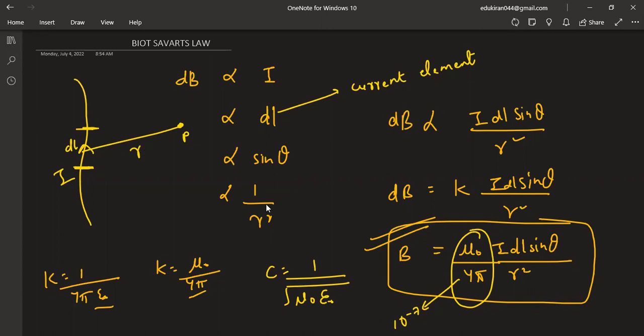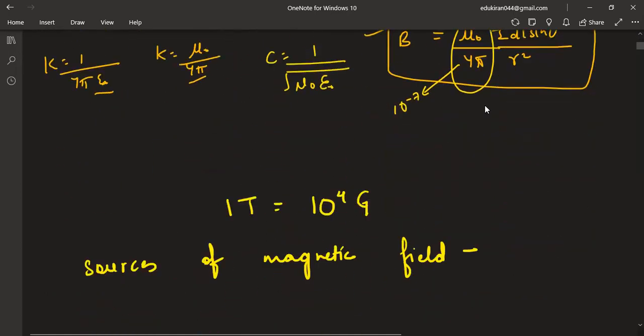So here also you will be getting the inverse square rule. It means your magnetic field is inversely proportional to the square of the distance between them, that you call the position vector. This position vector will be making some angle with the current element, let's say theta. So the magnetic field is directly proportional to sine theta. Once you combine, you get B is equal to K I dl sine theta by r square. And the value of K is mu naught by 4 pi, which is 10 to the power minus 7.